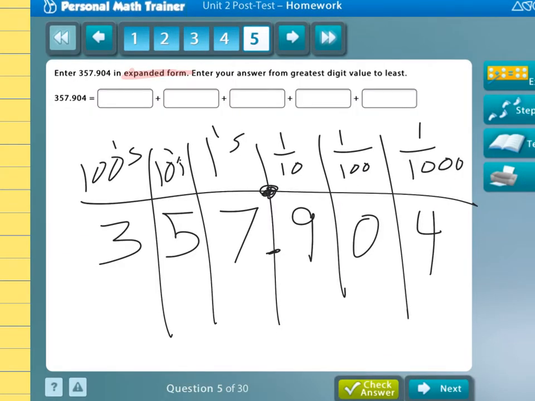Question 5 asks us to write 357 and 904 thousandths in expanded form. So remember, expanded form is just taking the digit. So in this case, the digit 3, 300. So you just write 300 there, the value of each digit in each space, plus 50, plus 7, plus 9/10ths. Or you could just write it as a fraction, plus 4 thousandths, and that would be expanded form.